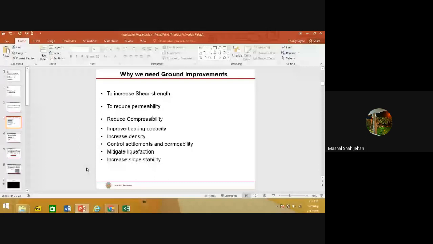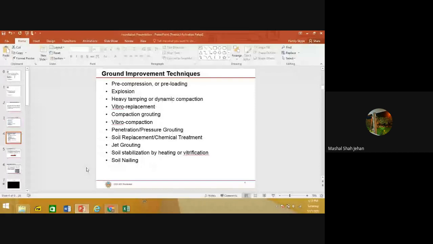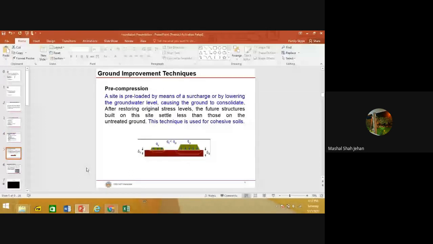Here we have some methods for ground improvement. I'll be explaining them with the help of text and some animations. They are pre-compression or pre-loading, blasting, heavy tamping or dynamic compaction, vibro replacement, compaction grouting, vibrocompaction, penetration or pressure grouting, soil replacement or chemical treatment, jet grouting, soil stabilization by heating or freezing, and soil nailing.